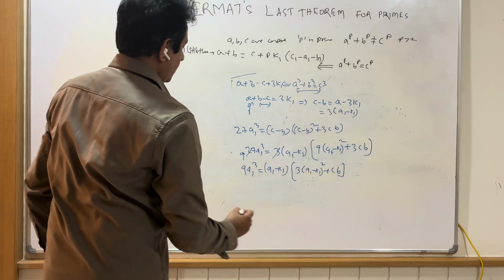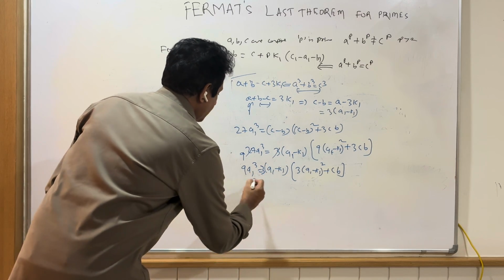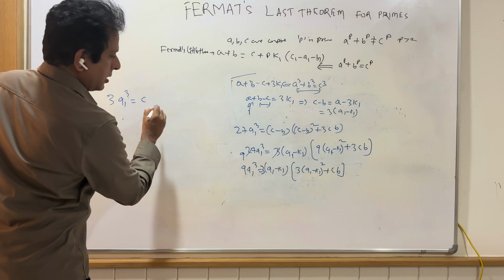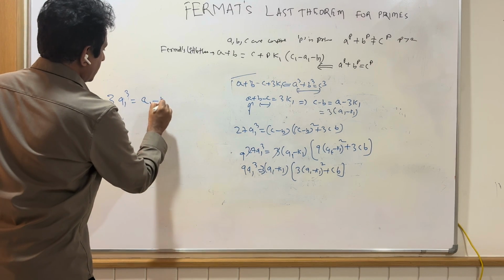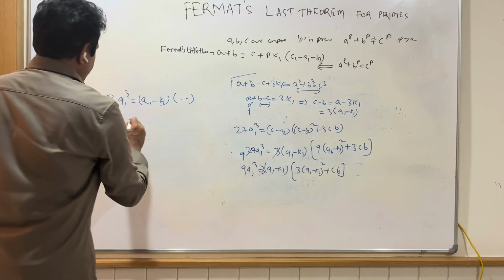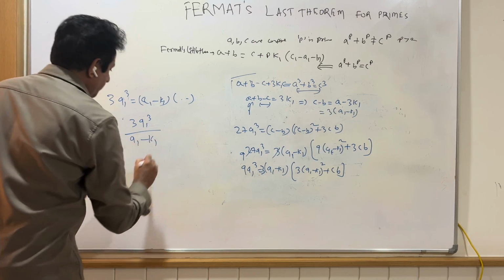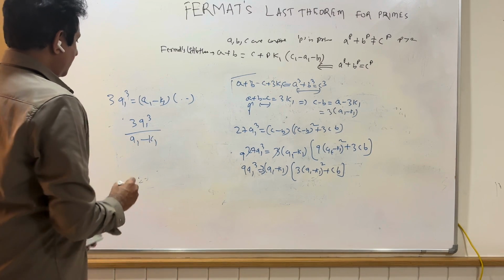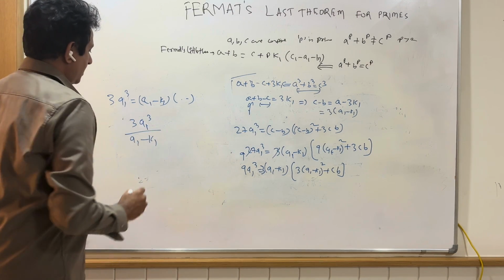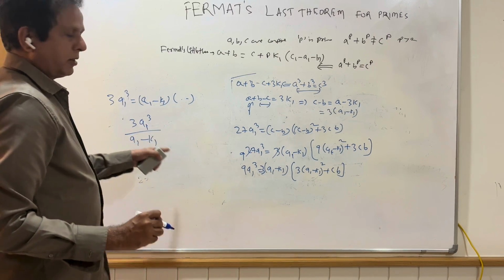Now there will be a 3, so it will be 3 into this one, so it will be 3a1 cube. 3a1 cube is equal to a1 minus k1 into something. So again we end up with 3a1 cube and a1 minus k1, a similar thing to when c is a multiple of 3. So 3a1 cube should be divisible by a1 minus k1.